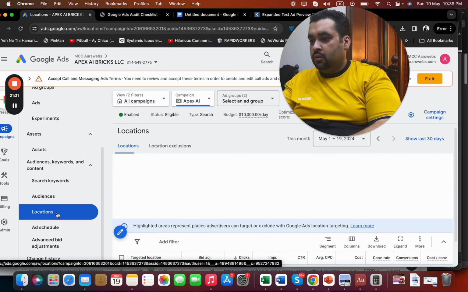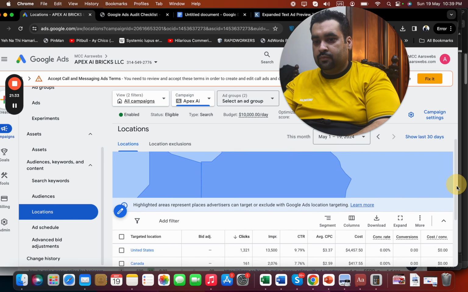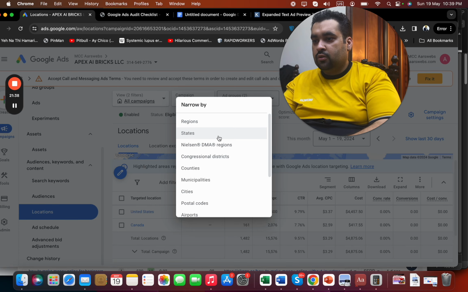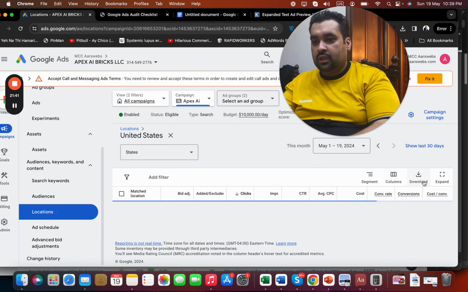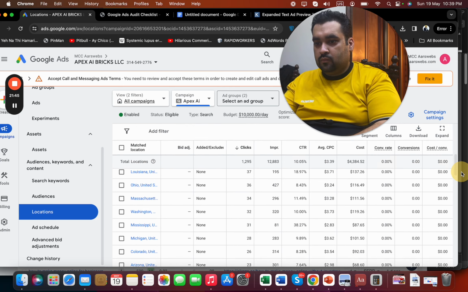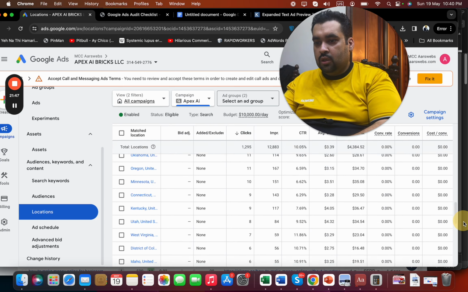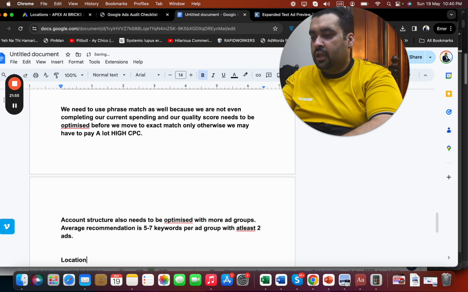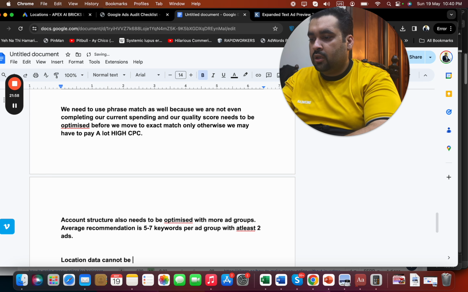Okay, now moving on to the locations, we can see that we got major clicks from the US. So we can divide it by states to see. You can see that we are getting a lot of data from a lot of states, but we do not have conversion tracking enabled. So location data cannot be optimized due to non-availability of conversion tracking.